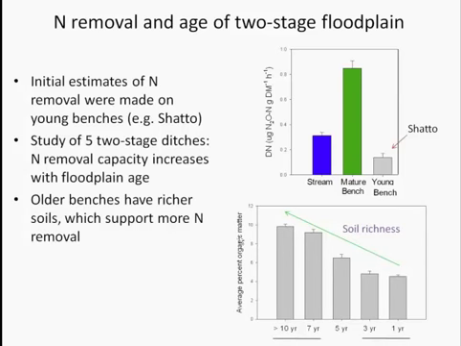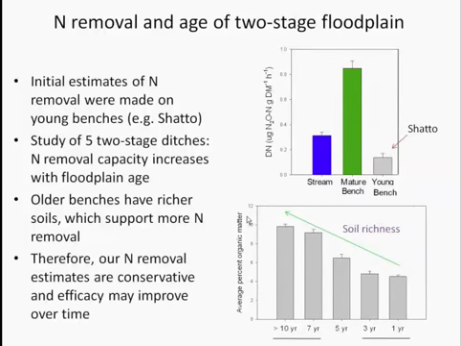And we think this has to do with the soil quality. Over time, the soil organic matter content increases. This is probably due to, as Dan was talking about, the deposition of those fine sediments. Also, the establishment of vegetation can add organic matter to those soils. So again, those estimates we're making with Shadow are conservative, and we do expect denitrification rates to go up over time.